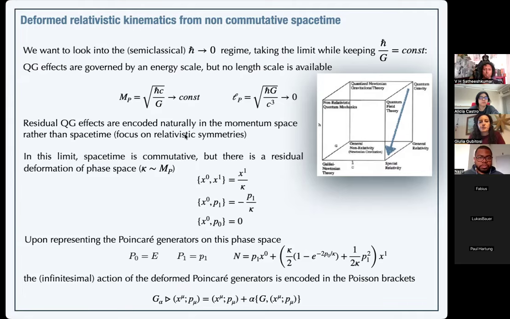And indeed, if we do this limit, well, space-time becomes commutative again. However, the phase space is still deformed. Okay, so you're just doing the usual limit from commutator to Poisson brackets, the same one that you do when going from quantum mechanics to dynamical systems, okay? And you're left with commutative objects with non-trivial Poisson brackets.